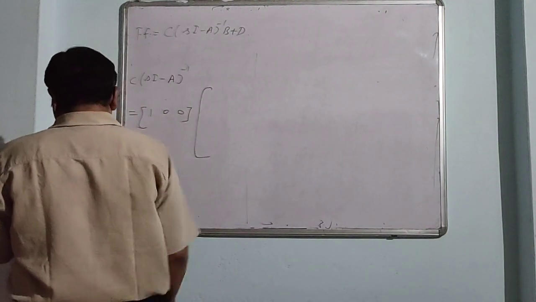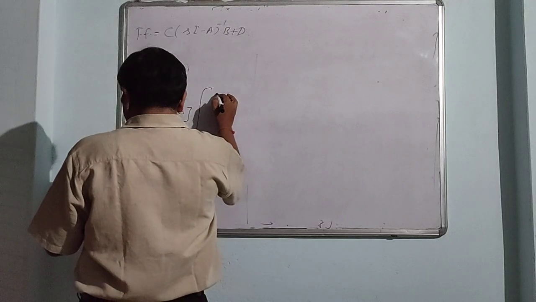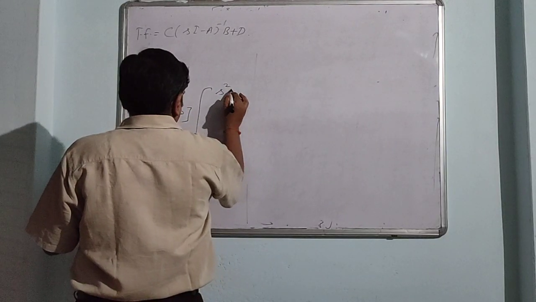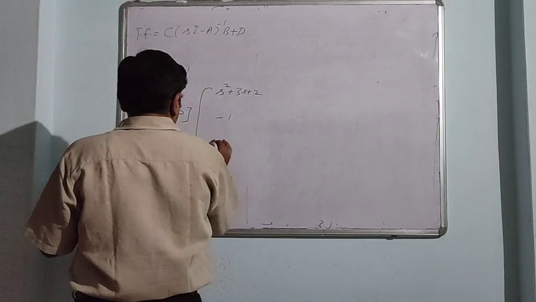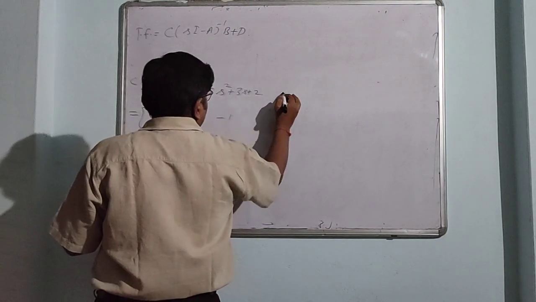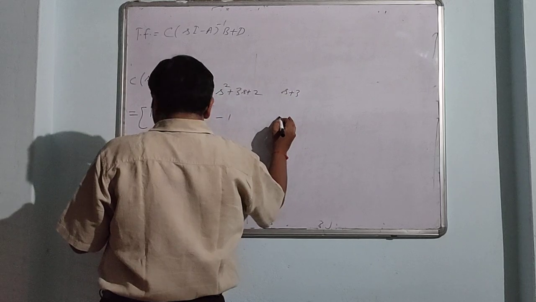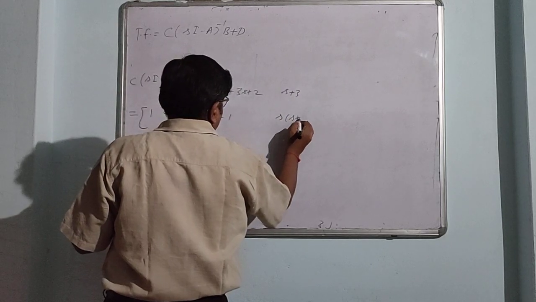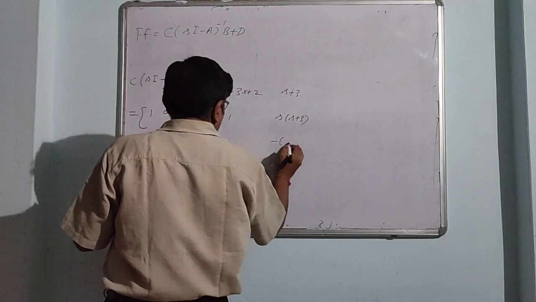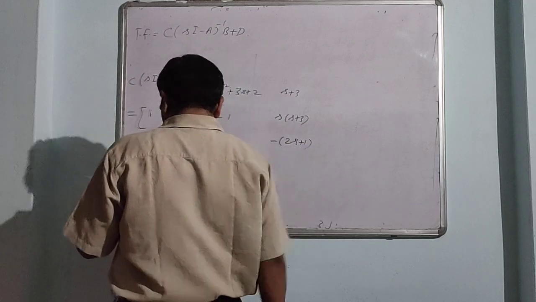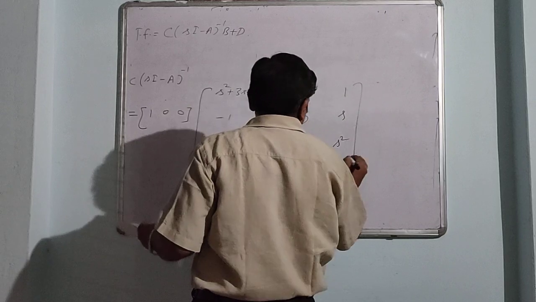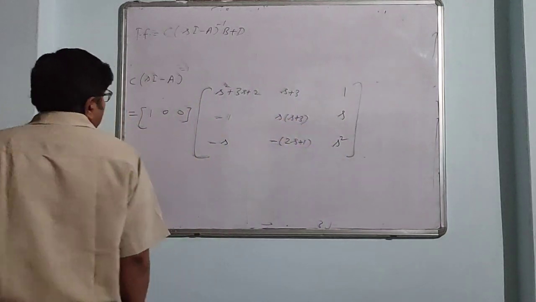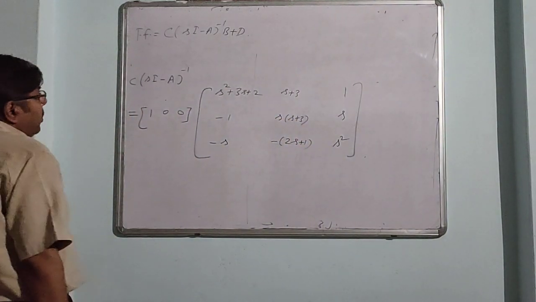Multiply by, so what is this? This is s square plus 3s plus 2, minus 1, minus s, plus 3, plus 3, plus 1, s square. So now multiply these two matrices.